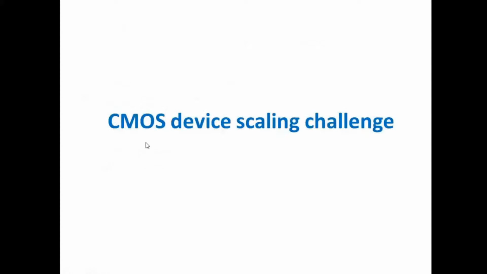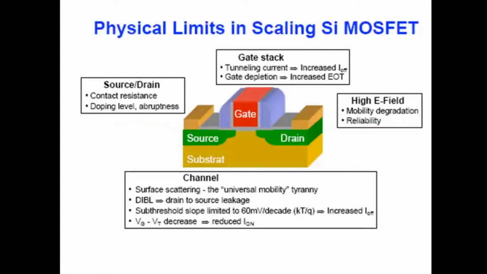Next, we need to understand the CMOS device scaling challenges. The physical limits in scaling silicon MOSFET have been reached. When you make smaller source and drain, contact resistance tends to increase. The doping within the source and the drain no longer remains uniform. This is known as doping level abruptness.